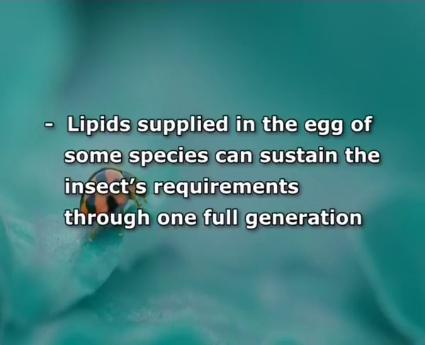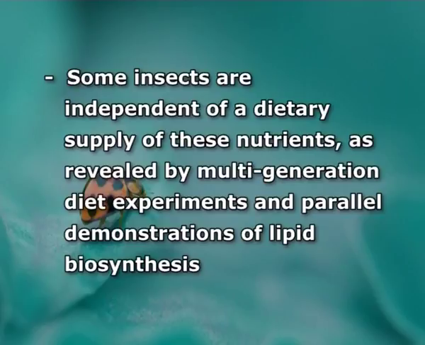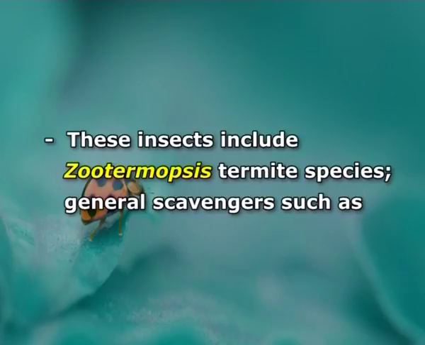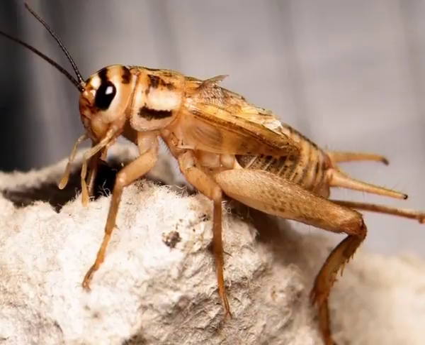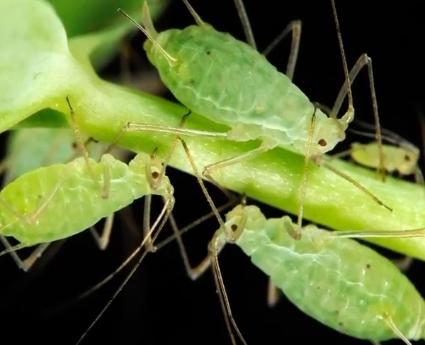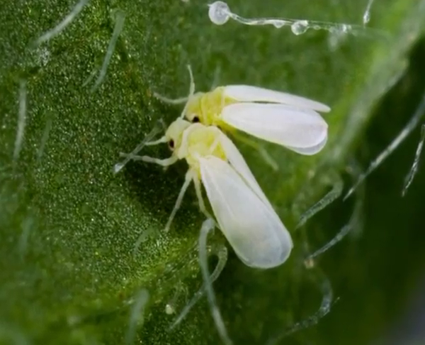The deleterious effects of diets lacking PUFAs are commonly evident in the first generation, but it can be important to test for a dietary requirement through at least two generations, because lipids supplied in the egg of some species can sustain the insect's requirements through one full generation. Some insects are independent of a dietary supply of these nutrients, as revealed by multi-generation diet experiments and parallel demonstrations of lipid biosynthesis. These insects include termite species, general scavengers such as the house cricket, Acheta domesticus, and the cockroach, Periplaneta americana, and plant feeders such as the pea aphid, Acyrthosiphon pisum, and whitefly, Bemisia tabaci.